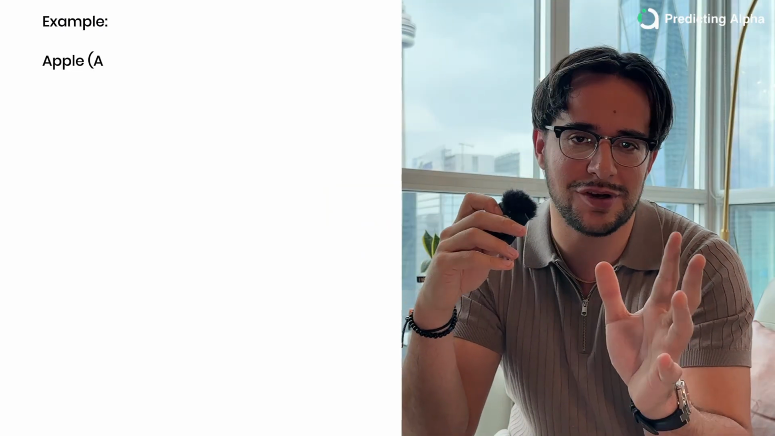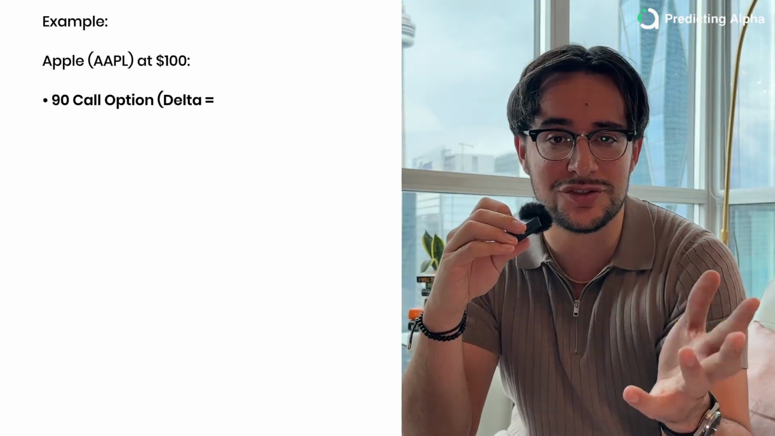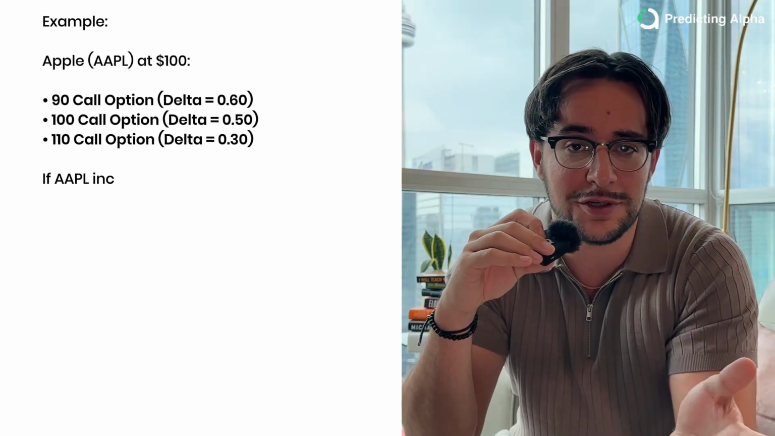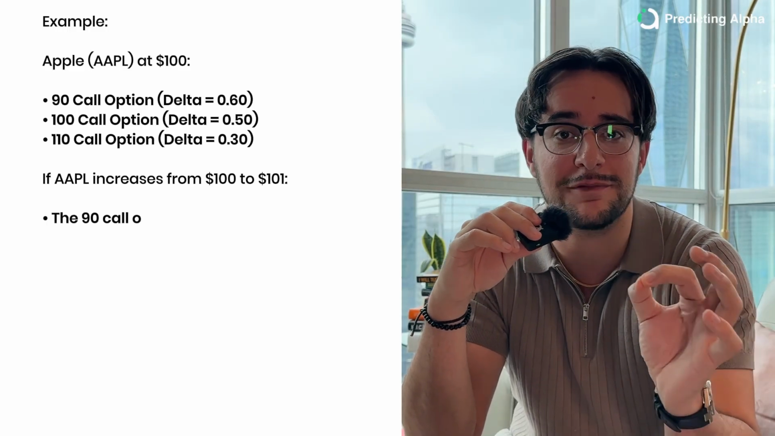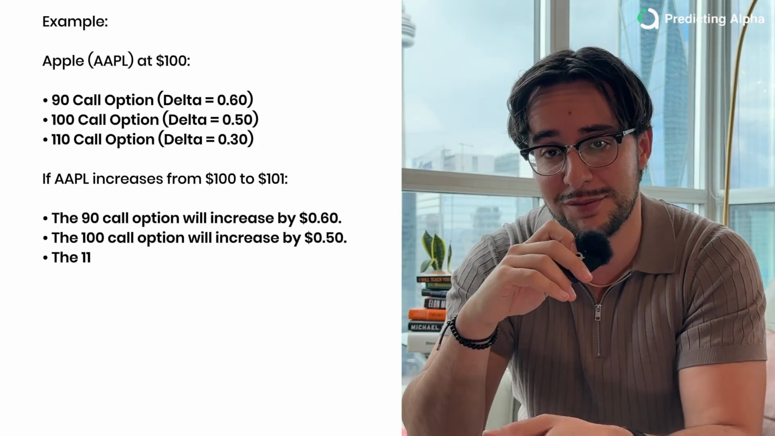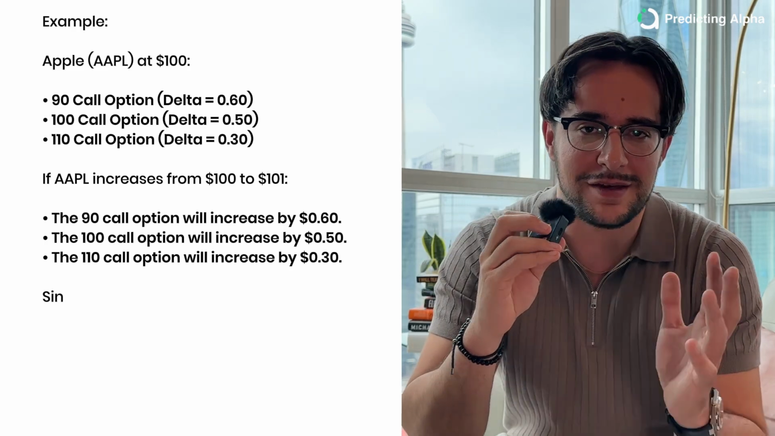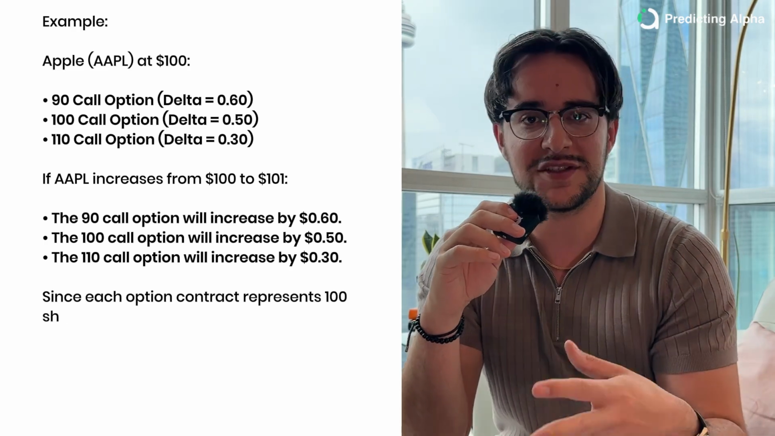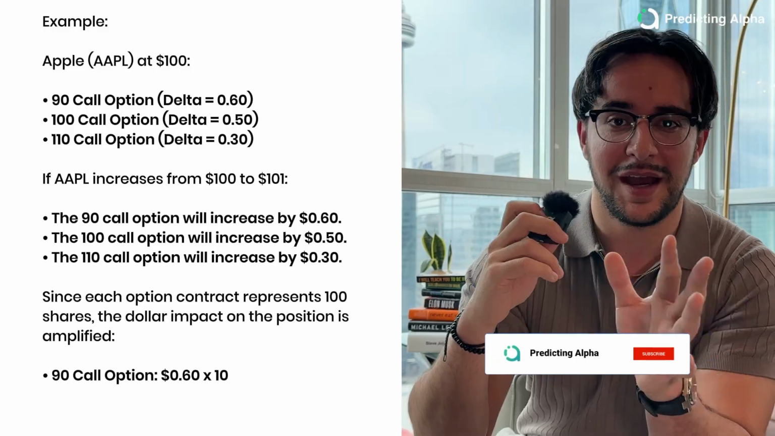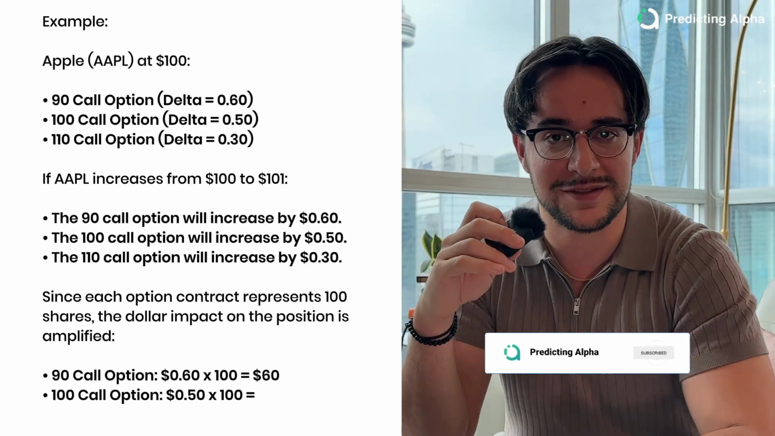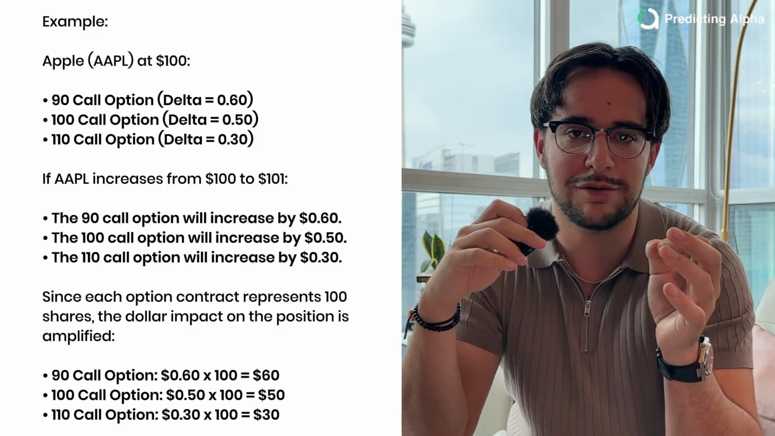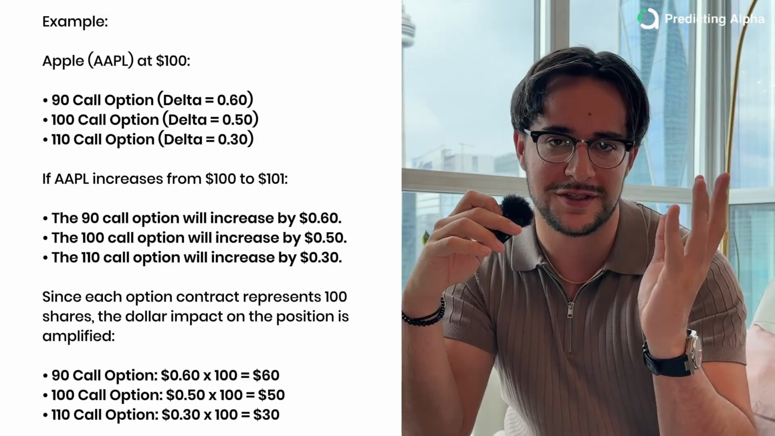Let's say that Apple is trading at $100 right now. A 90 strike call option might have a delta of 0.6. A 100 call option might have a delta of 0.5. And a 110 strike call option might have a delta of 0.3. So if Apple goes up by $1, that 90 strike call is going to make 60 cents a contract. The at-the-money one is going to make 50 cents a contract, that 100 strike, and that 110 strike would make 30 cents. And remember that each contract is controlling 100 shares, so in terms of your actual P&L, that would be $60, $50, and $30.